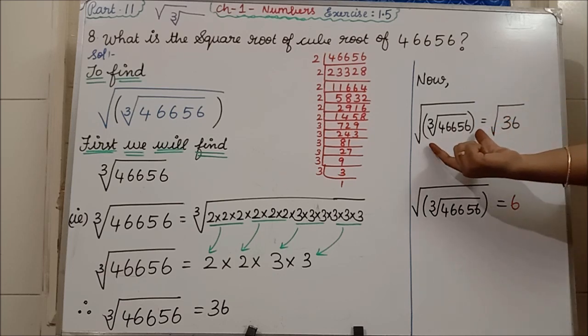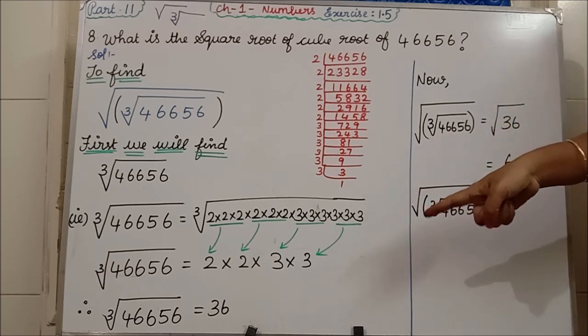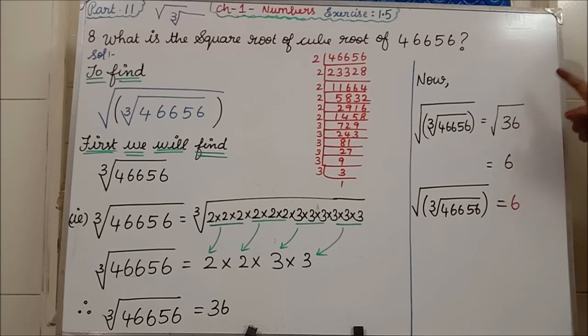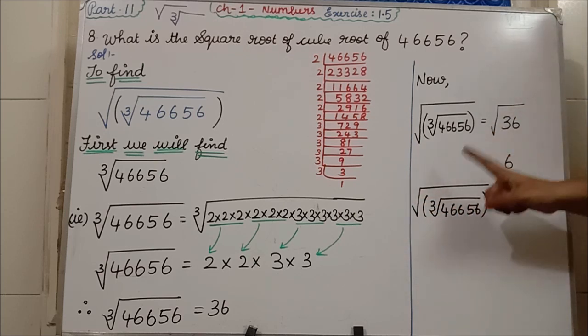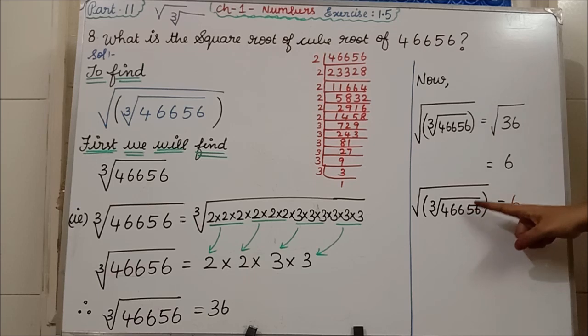Okay, inside the bracket, what value have we got? 36. So what is the square root of 36? You all know very easily. It is 6, because 6 sixes are 36, isn't it? So therefore, the square root of the cube root of 46,656 is 6. Clear, students, all of you, the 8th question?